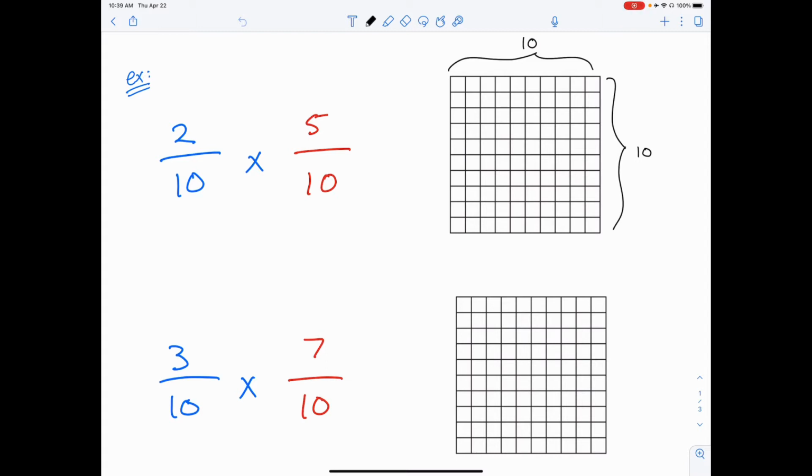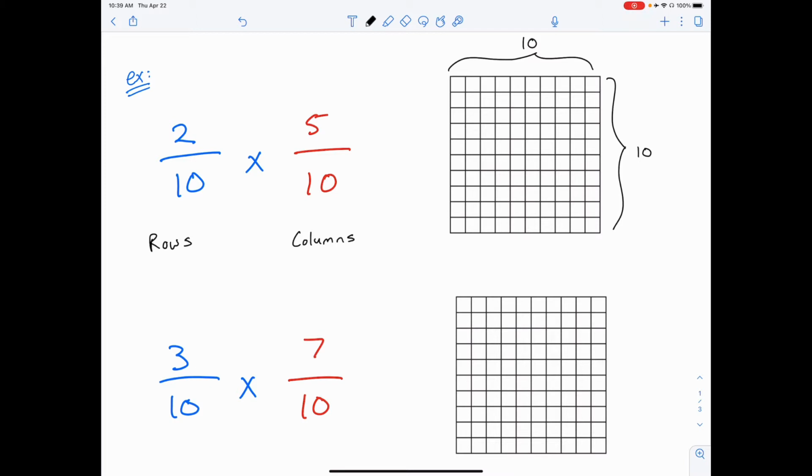So first of all, let's take a look at 2 over 10. We're going to use this as our rows and 5 over 10 as our columns. So rows go from left to right, and columns go up and down.